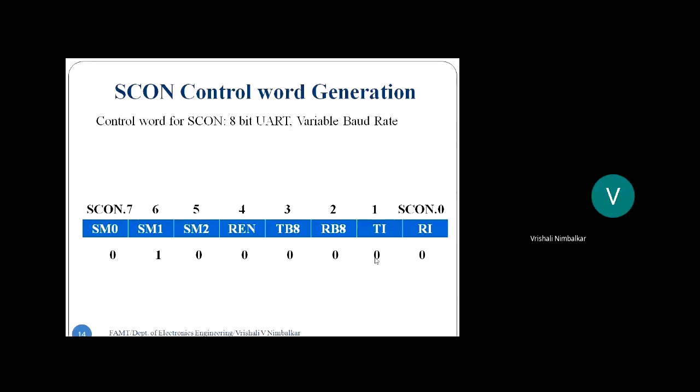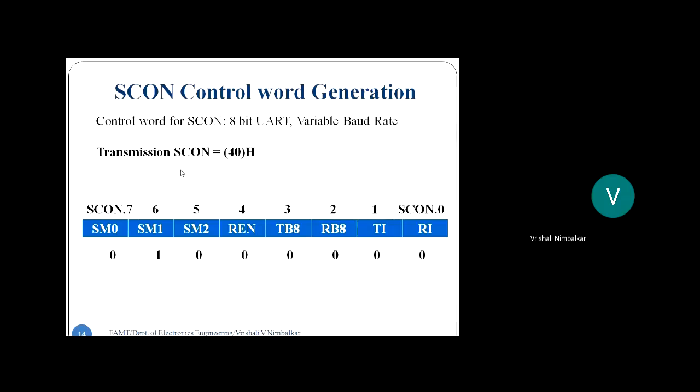TI and RI will be set automatically by the internal hardware. So see what the control word is whenever we go for serial transmission. The control word comes as 40 hex: 0100 is 4, and 0000. So for transmission, it is 8-bit UART variable baud rate, and this is what we normally prefer. Mode 1 is the preferred mode for serial communication. Right? So for transmission, the control word is 40 hex.